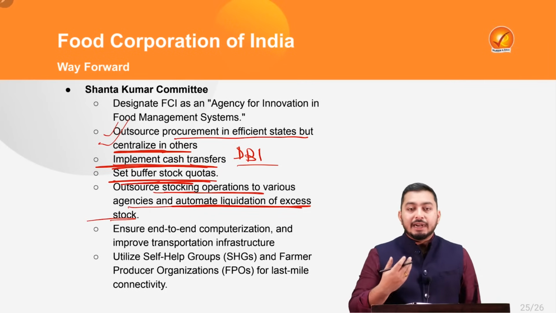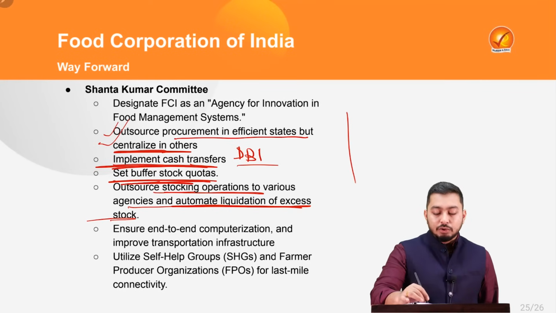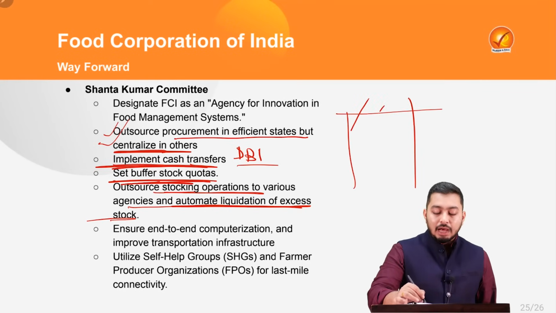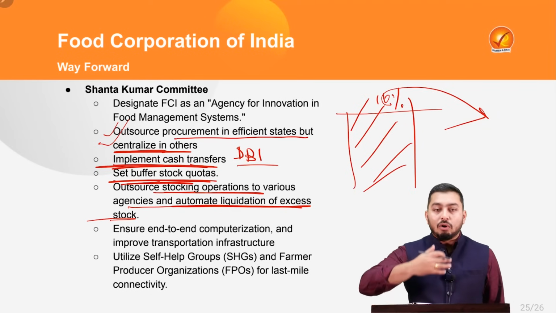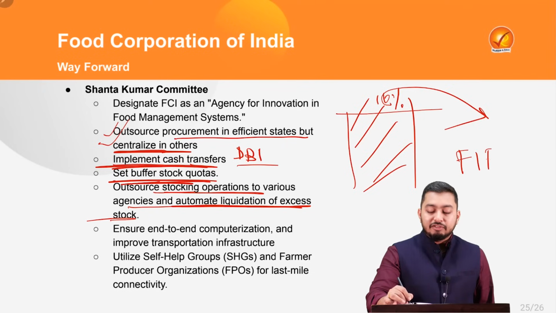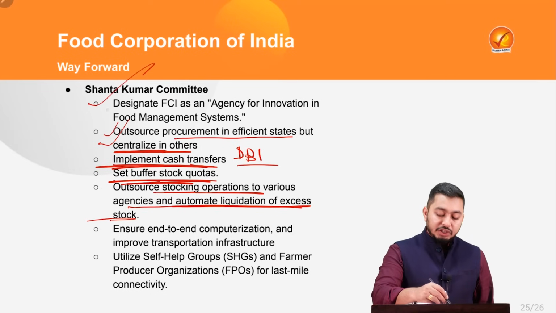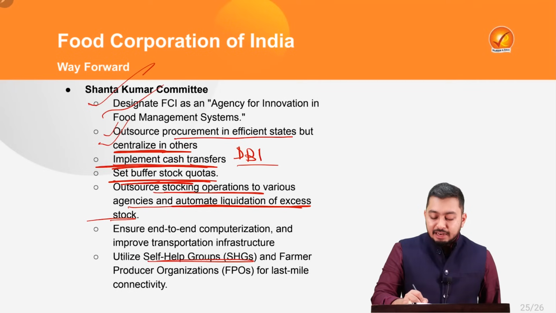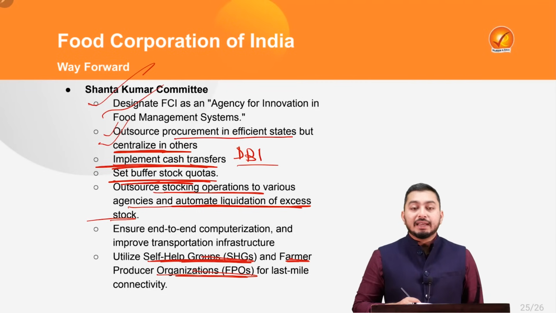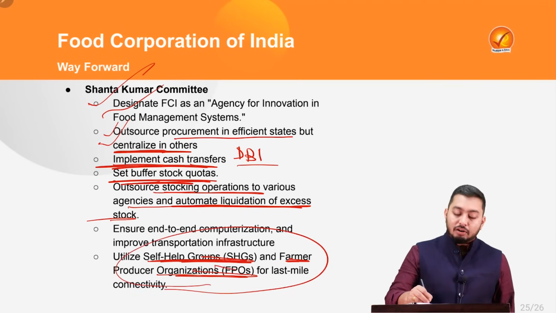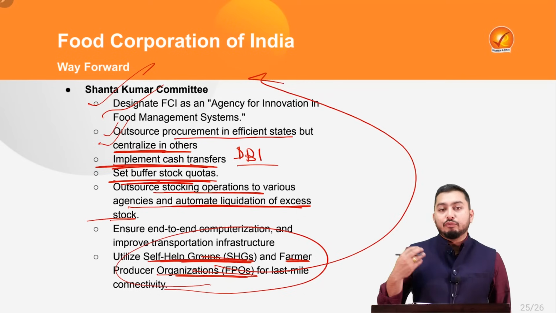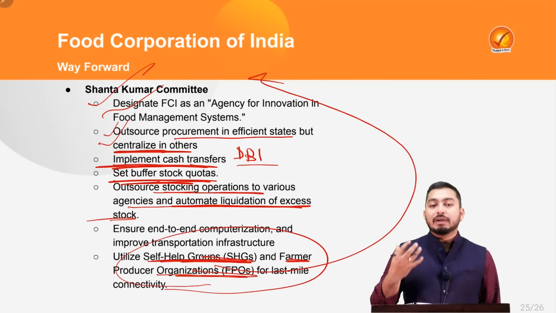So unnecessarily, why are you adding to the pile? The moment you have, there should be a limit. The moment your grain silos go 10% above your limit, you should offload the grains in the free market. And then there was an idea of first in, first out. That idea also has to be shelved, right? So all those recommendations are coming from the Shanta Kumar committee, and then to employ these self-help groups or SHGs and the farmer producer organizations for last mile connectivity, so that they can also have a share of the pie in the entire supply chain of food grain distribution, procurement, etc.